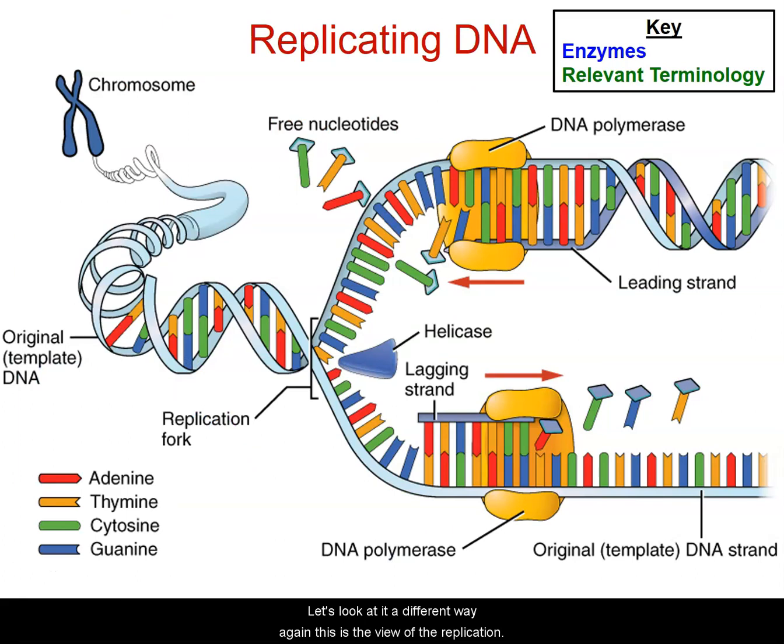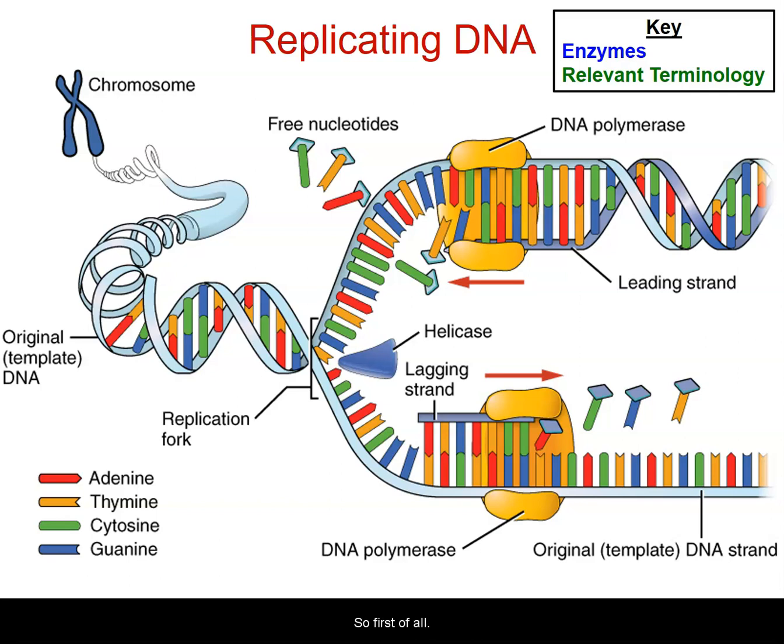Let's look at it a different way. Again, this is the view of the replication fork. The replication fork has the top side being replicated and the bottom side being replicated. The major components of replication of DNA are here in this key at the top. Enzymes are written in blue and will be color-coded in blue, I should say. And relevant terminology is going to be color-coded in green.